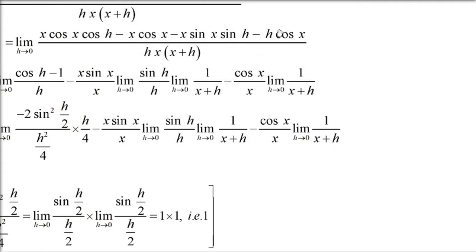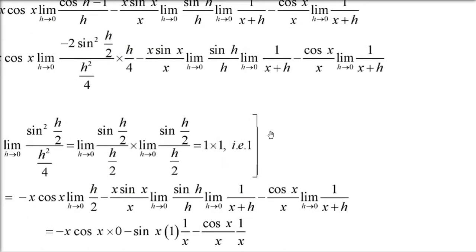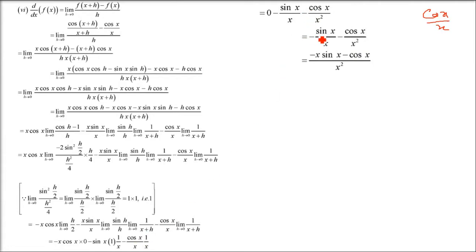Coming to this one, cos x by x, h cos x. So cos x by h, x plus h. H gets cancelled. Cos x by x into x plus h, that is, h is 0, so x square. So cos x by x square will come. So now you have sin x minus sin x by x, and here cos x by x square. So you can take the LCM. This is the final answer.